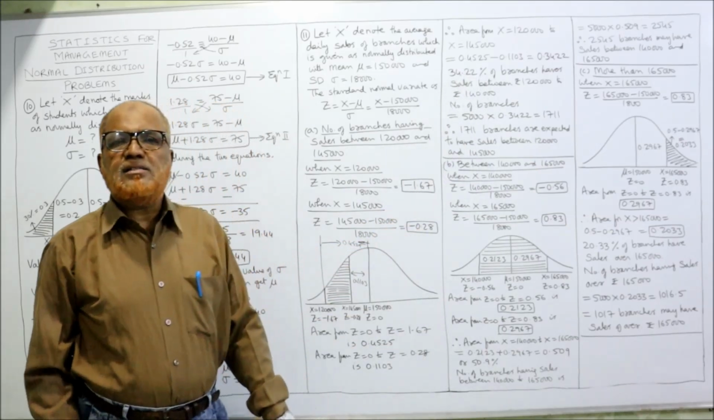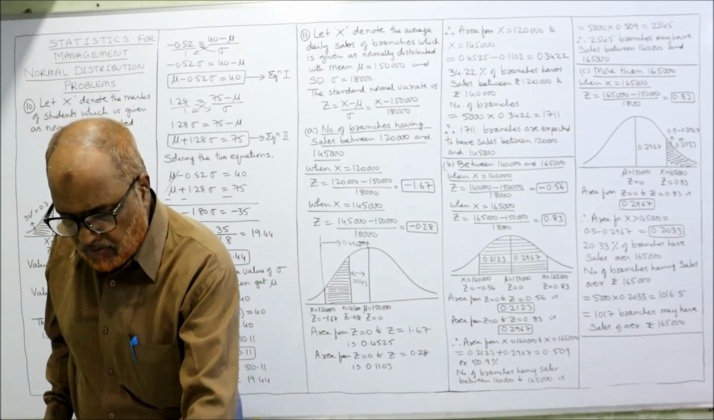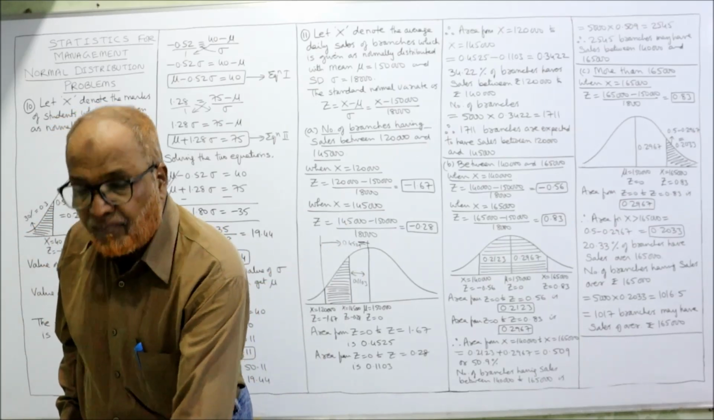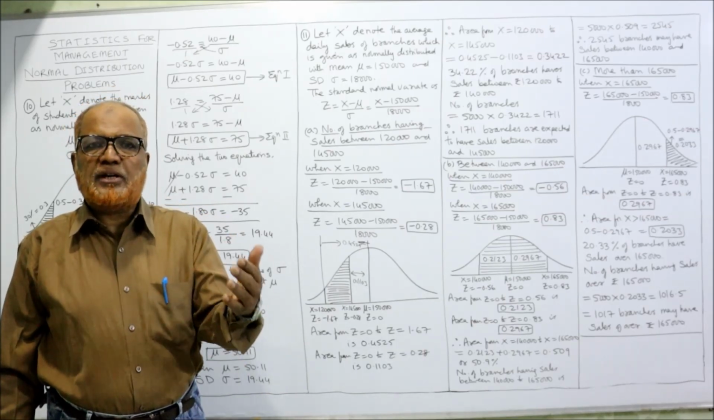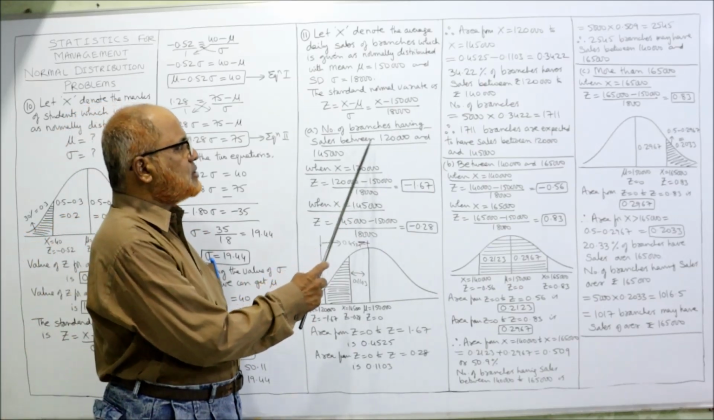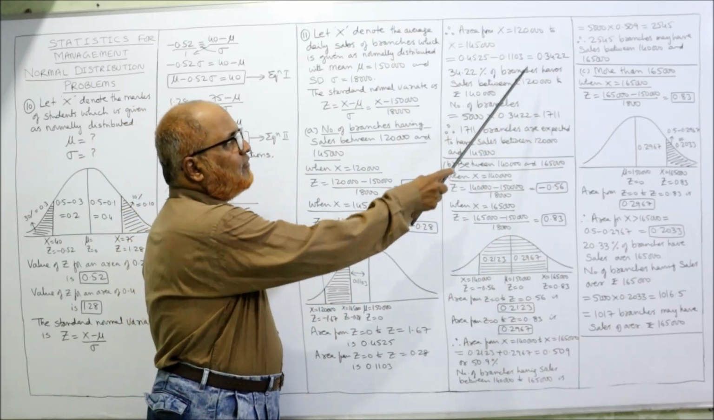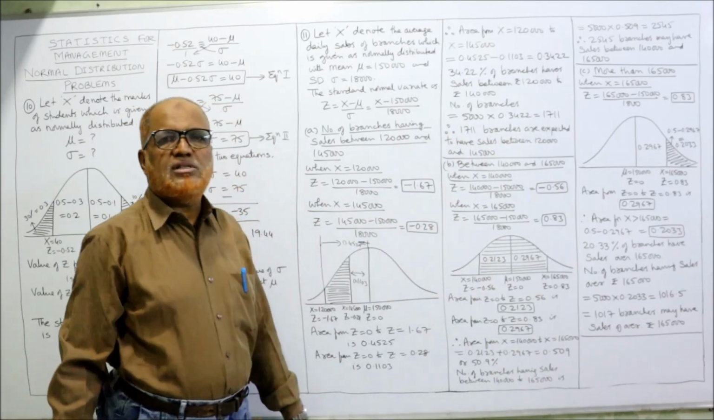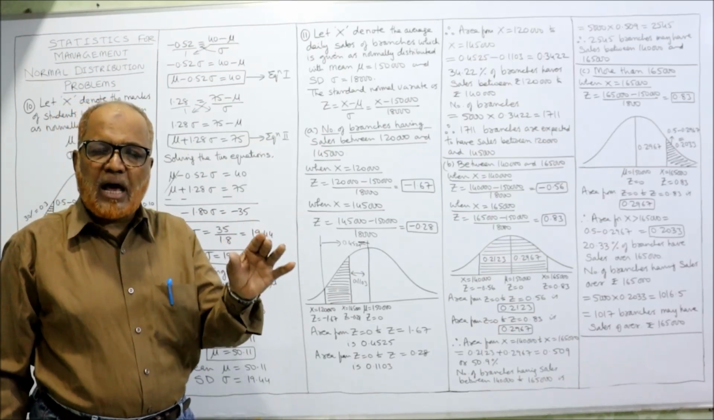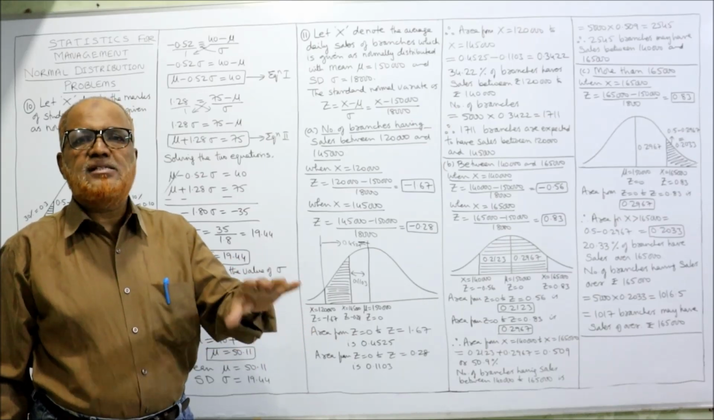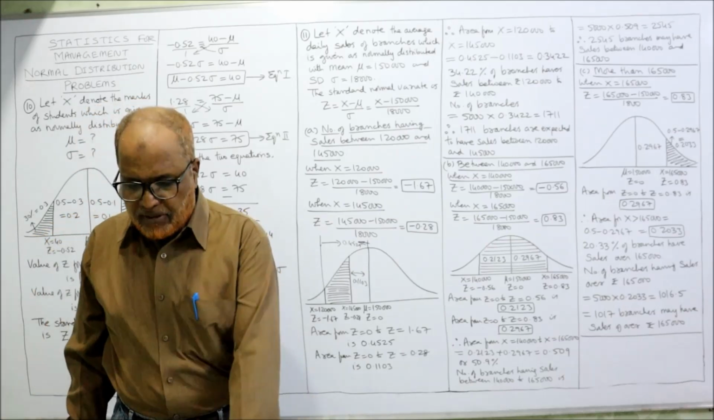34.22. But it is asking how many branches. The total number of branches is how much? Given in the first line of the problem, 5,000 branches. So out of 5,000 branches, how many branches are expected to have sales between 120,000 and 145,000? Right? So here 5,000 into 0.3422, you will get 1711. So 1711 branches have sales between 120,000 and 145,000. That's it. A bit completed.